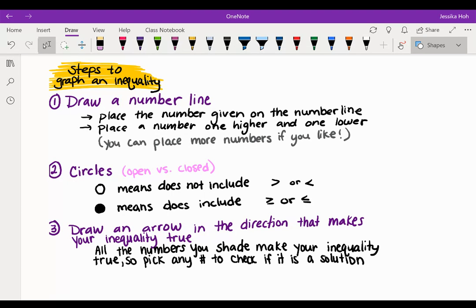Number 2, circles, open versus closed. The open circle means it does not include, and the closed circle means it does include. Step number 3, draw an arrow in the direction that makes your inequality true. All the numbers you shade make your inequality true, so pick any number to check if it is a solution.